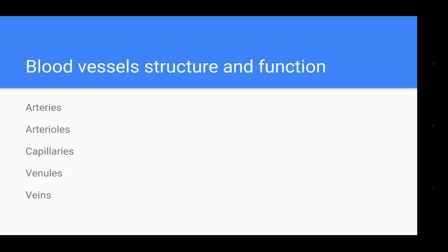Second to last are the venules. They're there to take blood away from the capillaries towards the veins. They do not have any smooth muscle tissue, neither are they very elastic, and they don't have to deal with any high pressure. Finally is the veins.